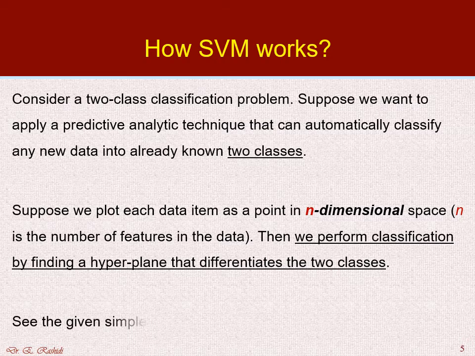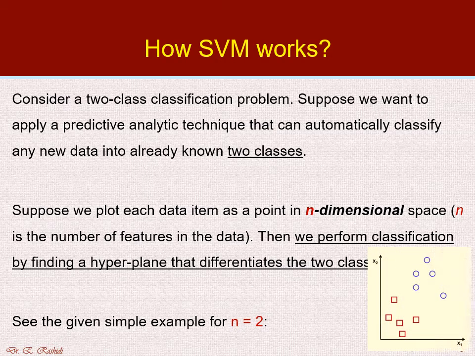Let's see an example. So here we have an example with two dimensions. We have two features here, so that we have a two-dimensional space, x1 and x2. And we also have two classes: we have the circles and we have the squares. So what we want to do here is find a hyperplane, which in two dimensions means a line, like this, for example. Suppose this is a straight line that can distinguish and segregate between these two classes.